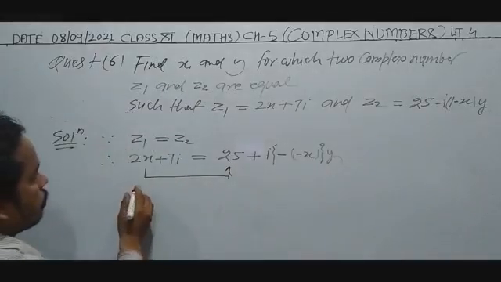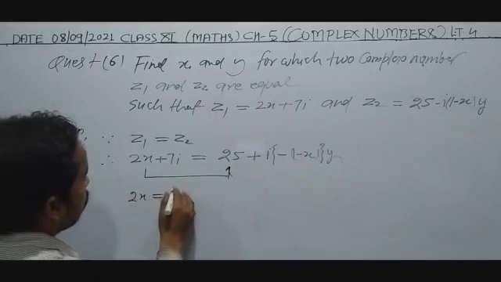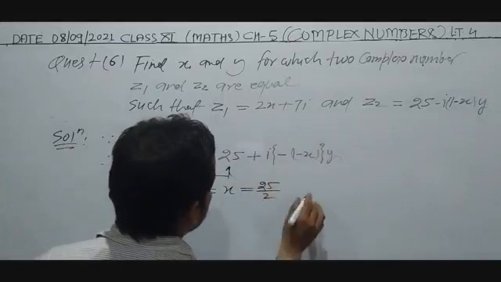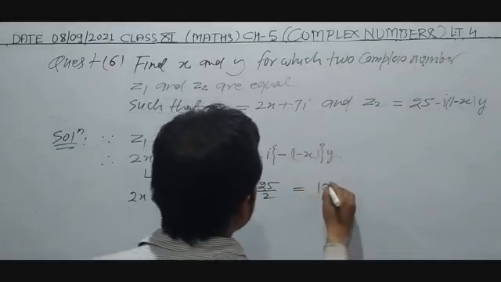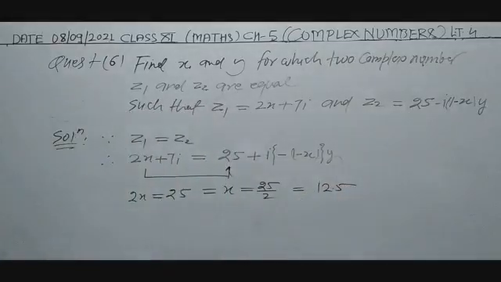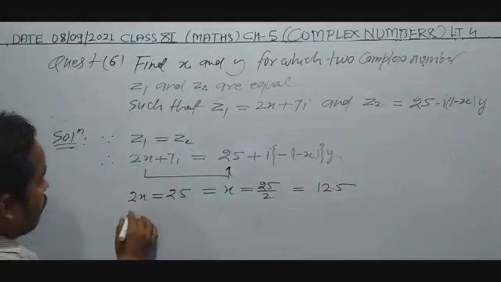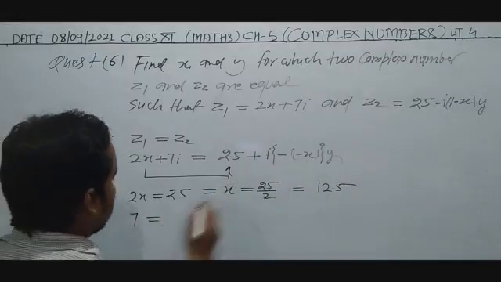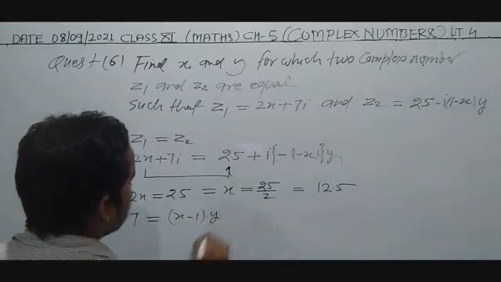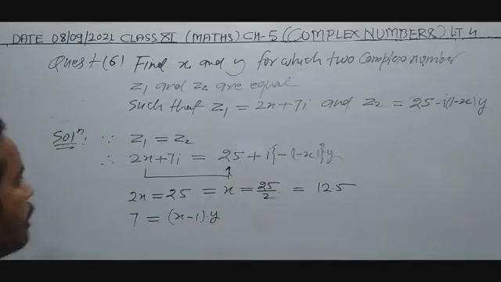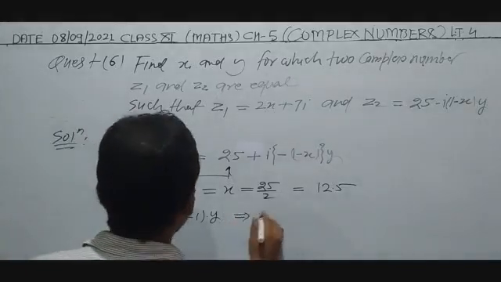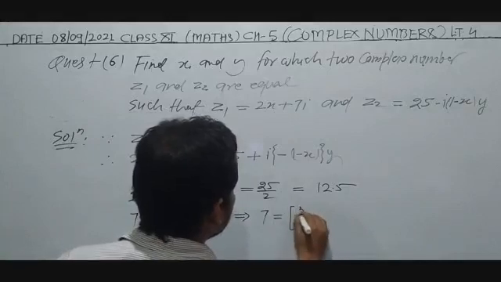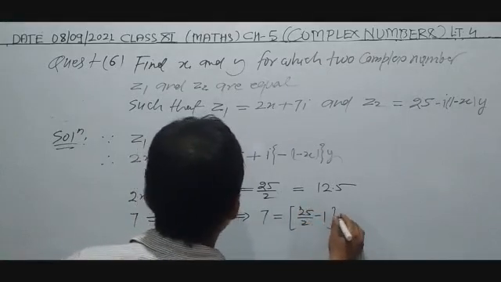So, on equating 2x you will get 25. This implies x is equal to 25 by 2, which is 12.5. Now, on equating the imaginary part, 7 will be equal to (x minus 1) into y, and the x value is 25 by 2. This implies 7 is equal to 25 by 2 minus 1, with y.